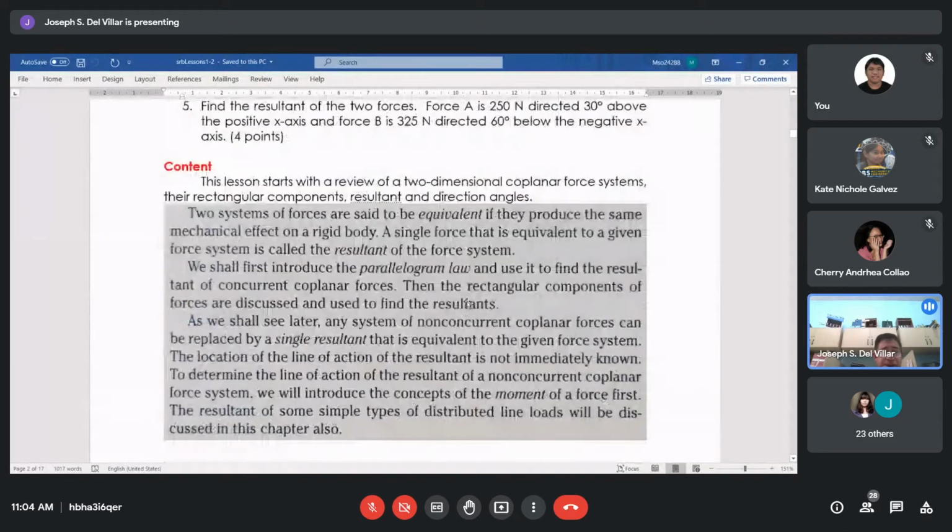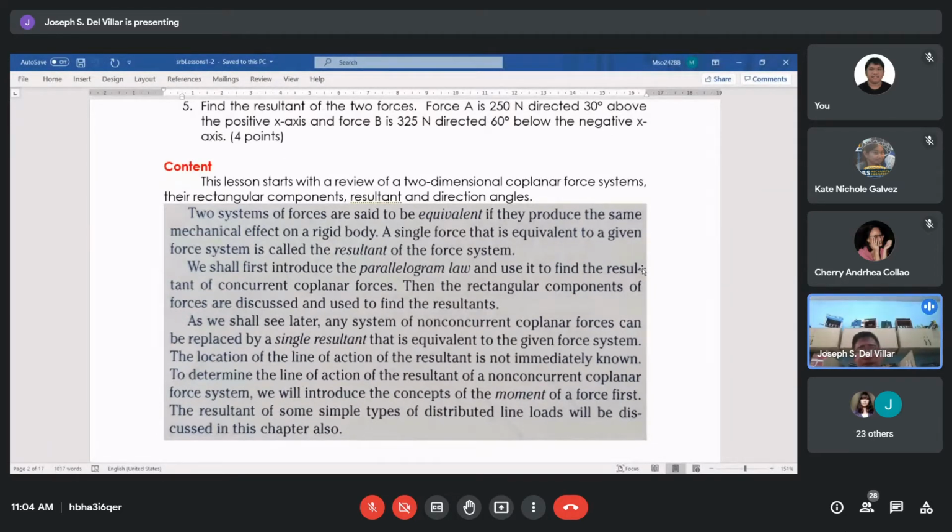Okay, so let's start with the content. So we have the equivalent force systems, and they are equivalent if and only if they produce the same mechanical effect on a rigid body. Okay? Now, the term resultant is the single force that will represent or that will be equivalent to a given force system. Okay? So that's the meaning of the resultant.